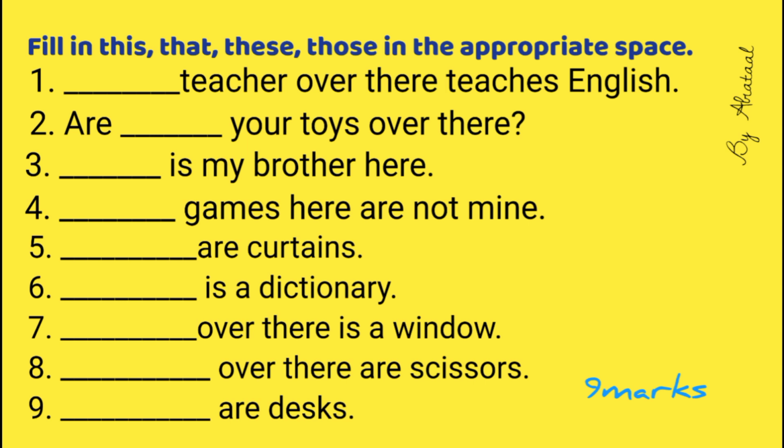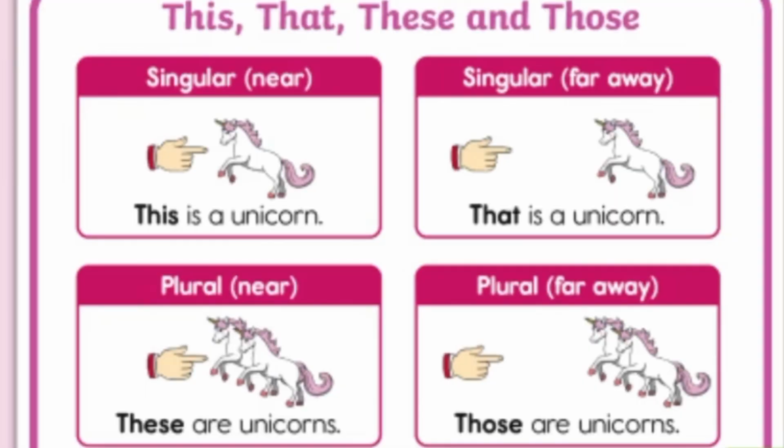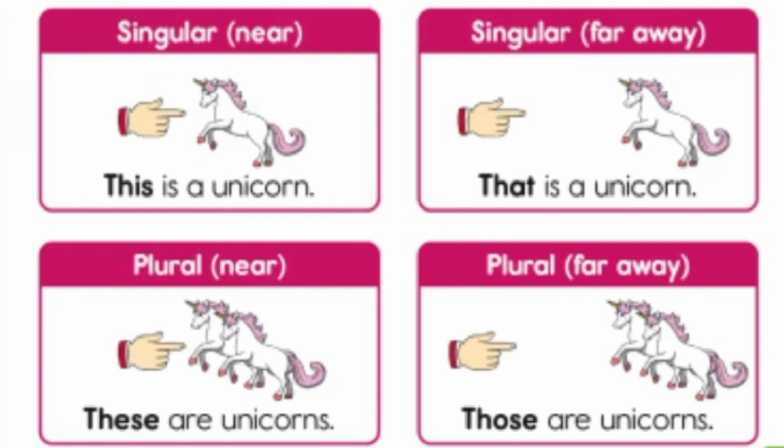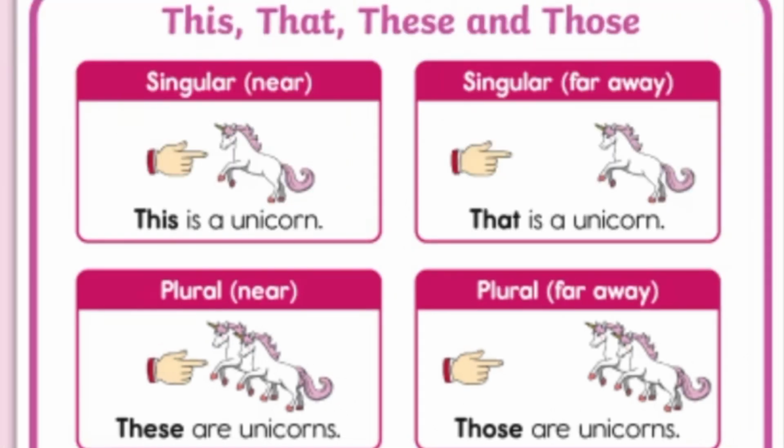We are not done. We are going to the final test. Before that, I just want to refresh your mind and look at how this, that, these, and those are used in those pictures. This is a unicorn. It's near you. You can see it's very close to you and you are pointing at it.